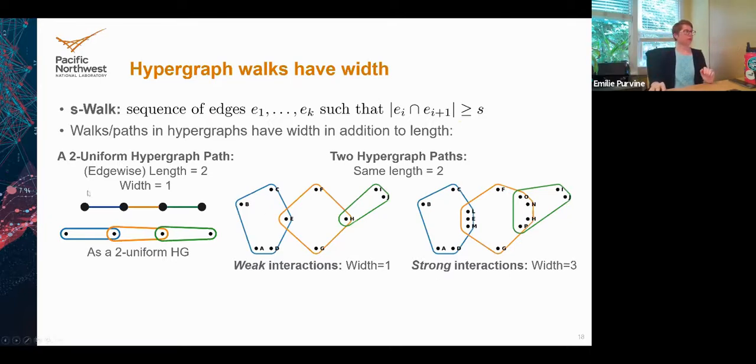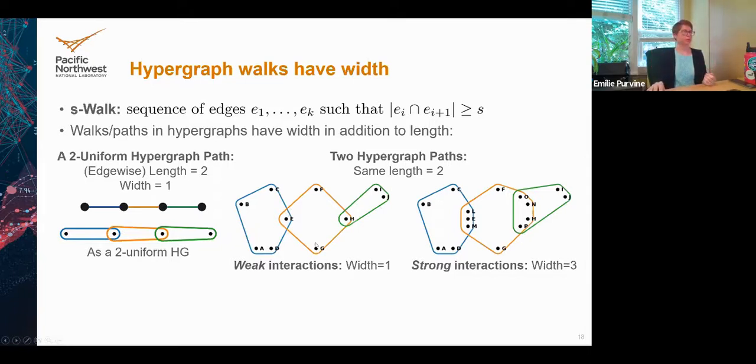So in a graph, here's a sequence of 4 vertices or 3 edges. We think about that as a hypergraph. We get this picture here. And edgewise, this is a walk of length 2, because I'm jumping from one edge, 1 jump, 2 jumps. And it has a width of 1, right? Because every pair of edges in a graph intersect at exactly 1 vertex. But in a hypergraph, these pairs of intersecting edges could be bigger or smaller.